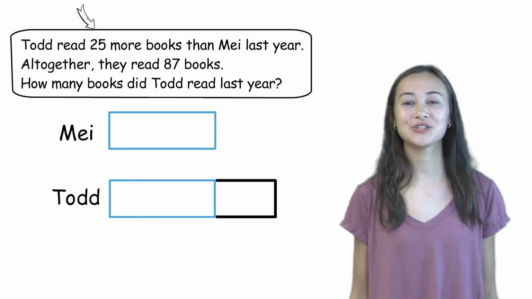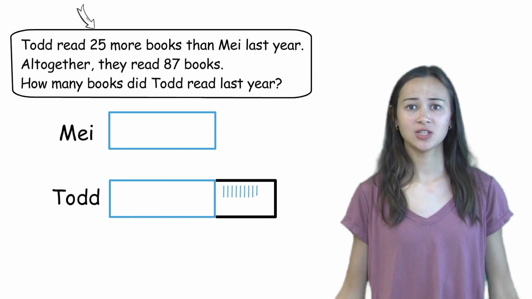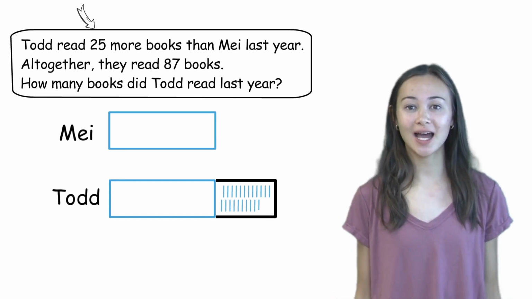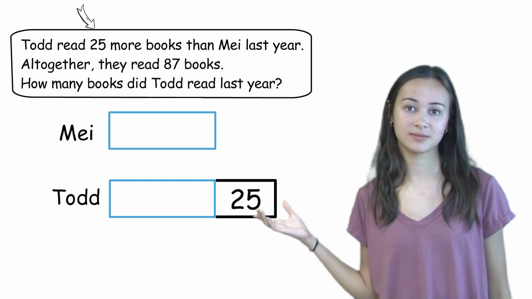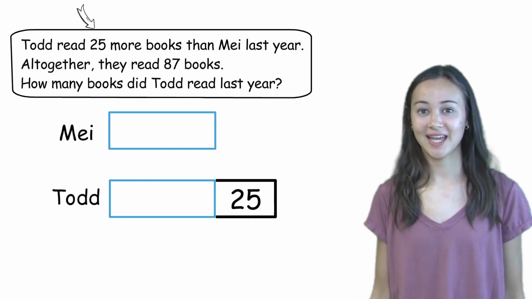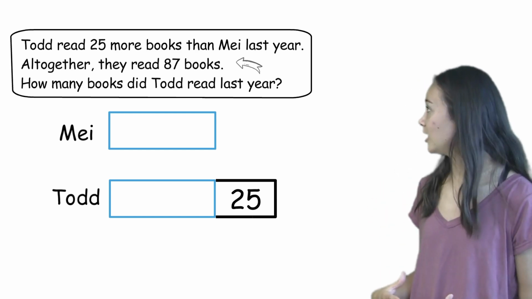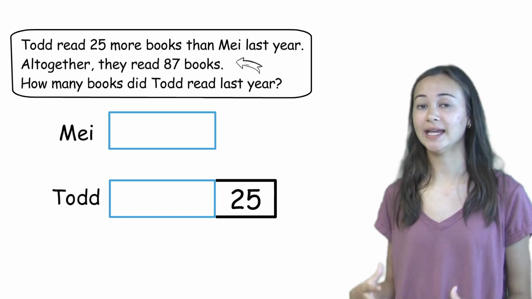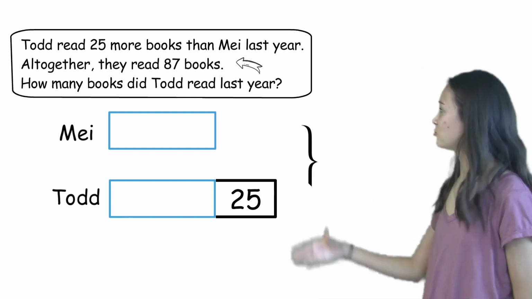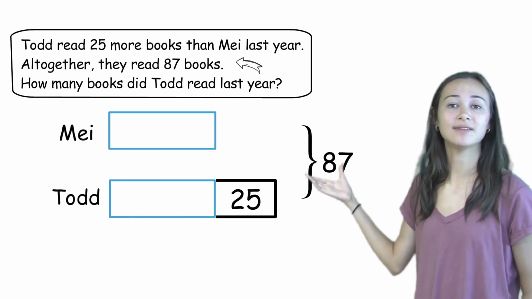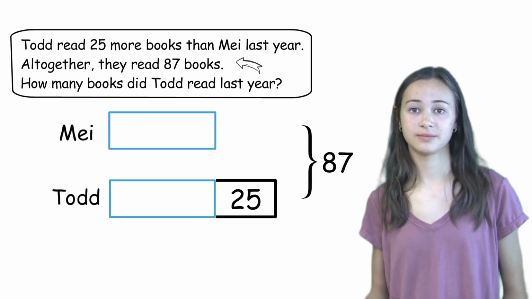In the last video, we drew sticks, but since we're dealing with such a big number, like 25, drawing that many sticks will take a long time. So instead, we can just write 25 in this box. Now, in the other part of the problem, it says that Todd and May read 87 books altogether. To show this, we can draw a bracket and write 87 to show the sum of these two boxes.